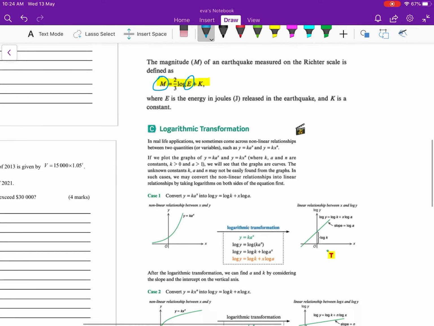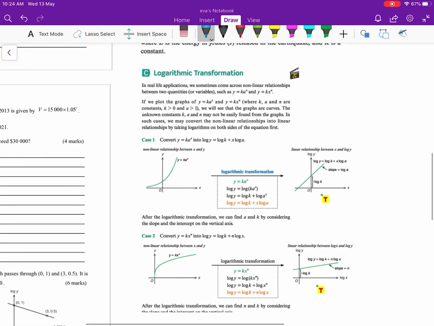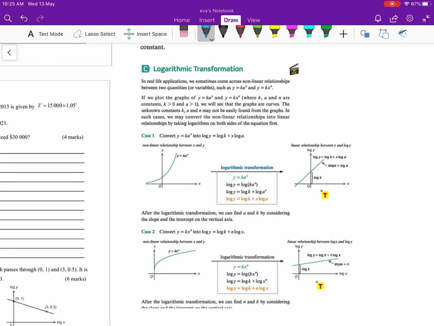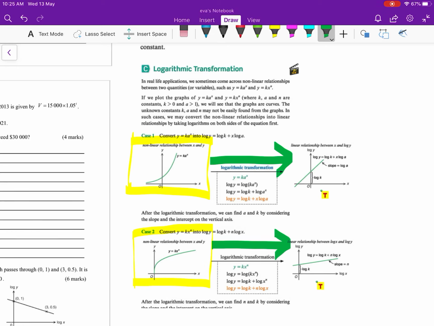And the third part, logarithmic transformation. In this session, you can see originally the picture that is related to some power of x or some index will be a nonlinear picture. So why are we going to do this? Because we transform to a linear equation to make it easier to read all the different variables and data in the graph.